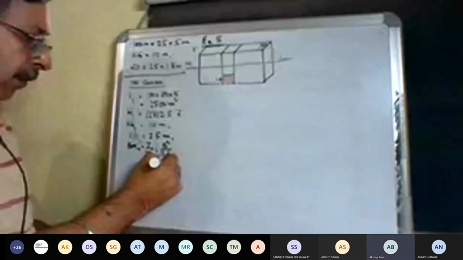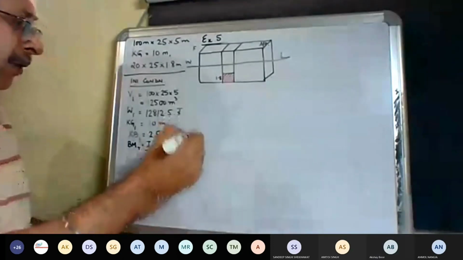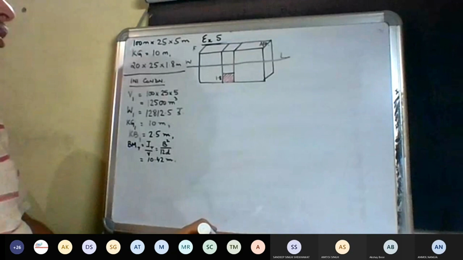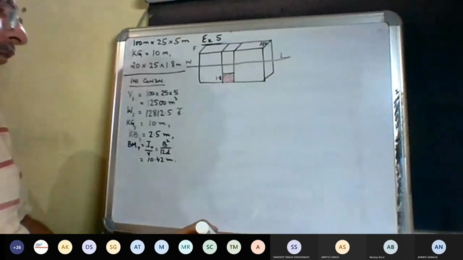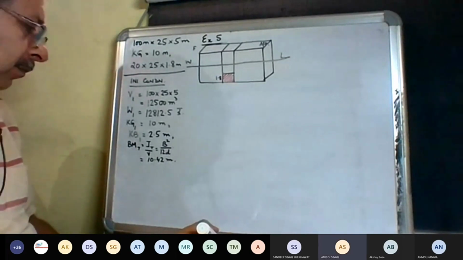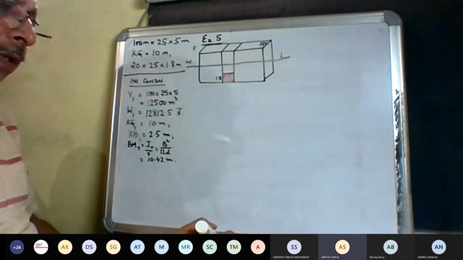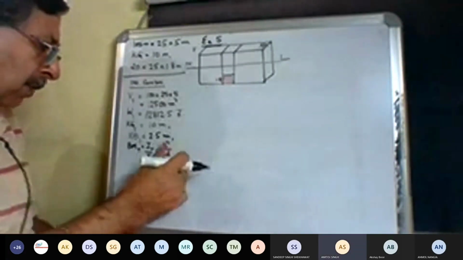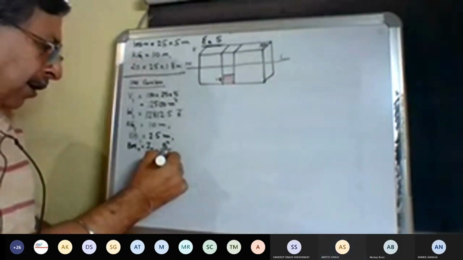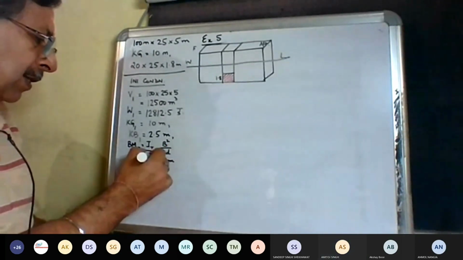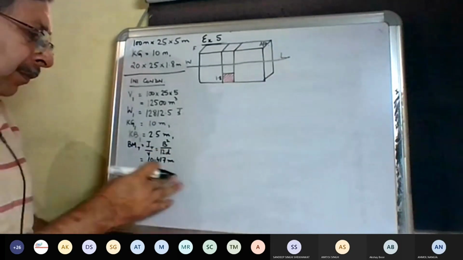Is everybody getting the same answer? 25 square divided by 12 into 5. Sir, should we take 3 decimal places or 2? 3 decimal, 10.417. Okay. Standard MMD rule, 3 decimal places, in all papers.